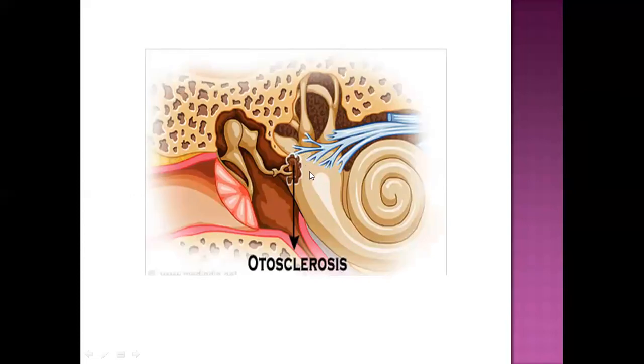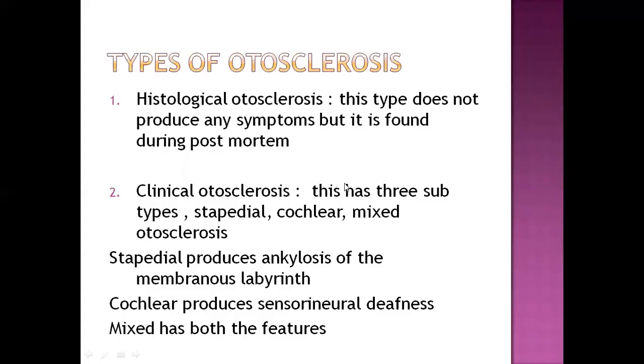This is a diagram of otosclerosis, where the three bones of the ear, malleus, incus, and stapes, are unable to amplify the sound waves.